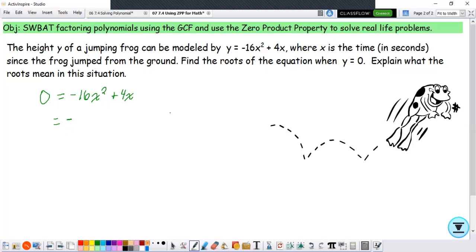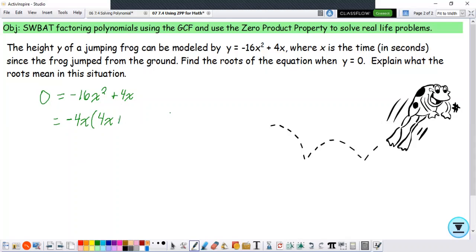4 does go into 16 as well as 4, so I think it's safe to say we can factor out a -4, or divide both terms by a -4. And the greatest number of x's each term has in common is a single x. So I'm going to divide each of these terms in the original polynomial by -4x. So -16 divided by -4 becomes +4, and x squared divided by x becomes +x.